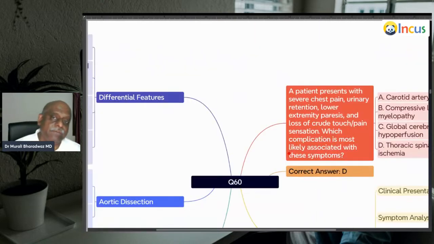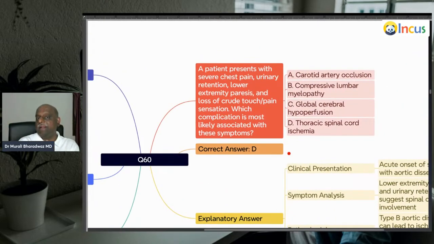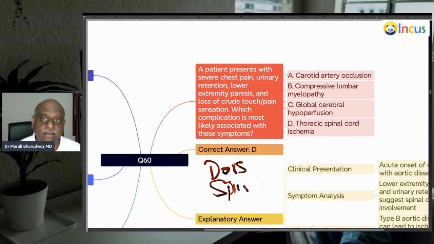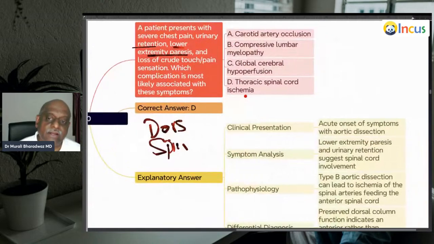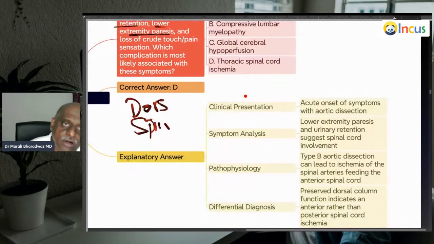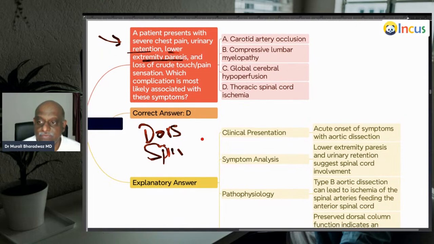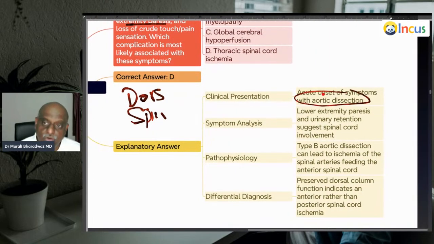A patient presents with severe chest pain, urinary retention, lower extremity paresis, loss of crude touch and pain sensation. What are we talking about here? Crude touch and pain, both of them talk about the dorsal column and spinothalamic tract; bladder retention and lower extremity paresis, that is all the sign of thoracic spinal cord ischemia. Severe chest pain is there, which is a sign of aortic dissection.